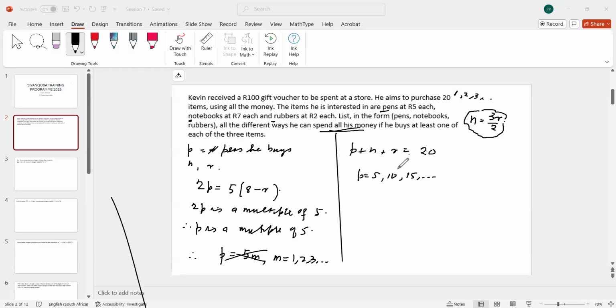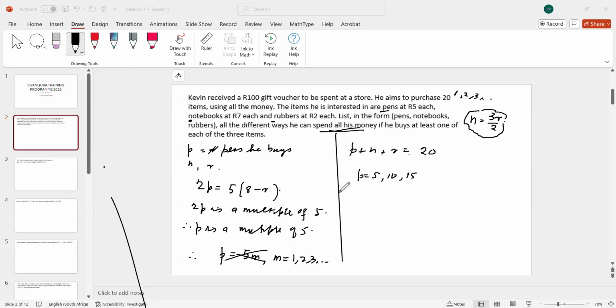Because p is less than 20. The sum of 3 numbers is 20, so each one of them is less than 20. So we have to stop right there. P equals 5, 10, or 15. So there are only 3 possible values for p. You see how we are zooming in on this thing? Right? Just by using multiples and these are whole numbers, you can say what p is.